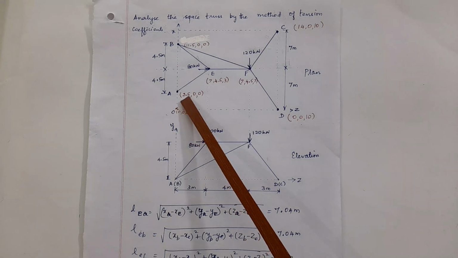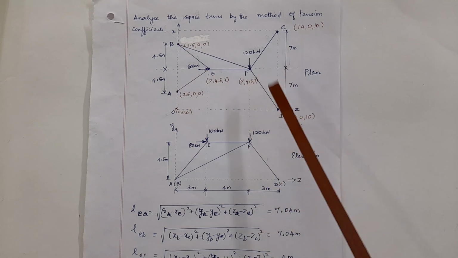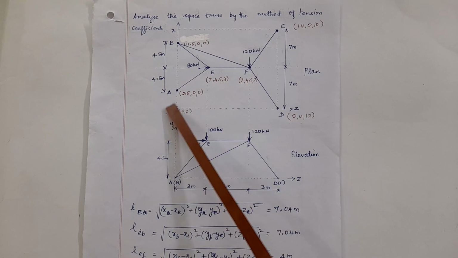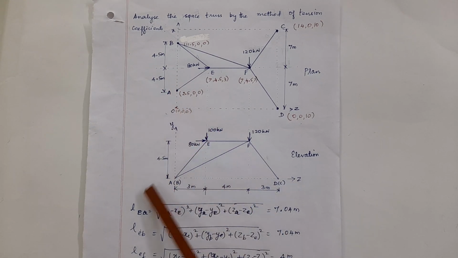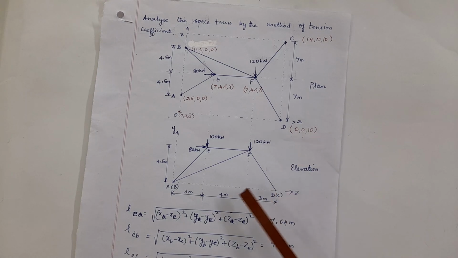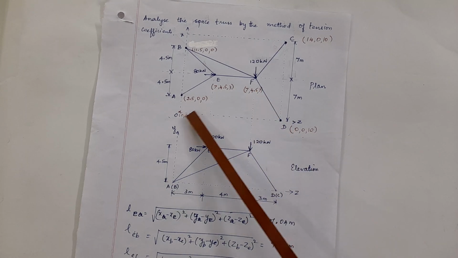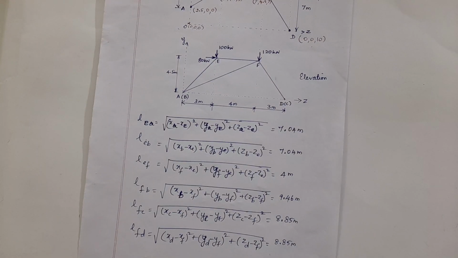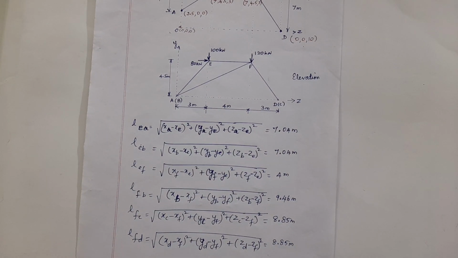Origin can be taken as any node in the structure or it can be taken away from the structure, but the distances have to be considered carefully while fixing the coordinates for each node. Distances along x, y and z directions are mentioned in plan and elevation. You should check before fixing the coordinates. So first step, we have calculated the length of each member by root of (xj minus xi) whole squared plus (yj minus yi) whole squared plus (zj minus zi) whole squared, and taking the root.